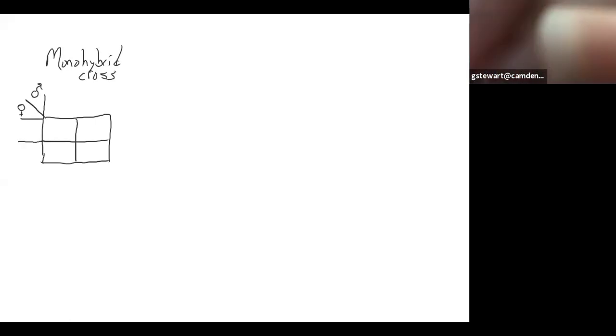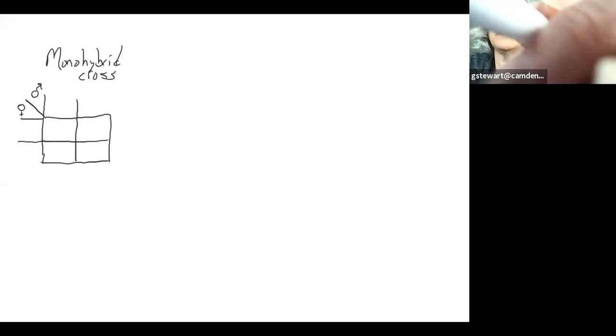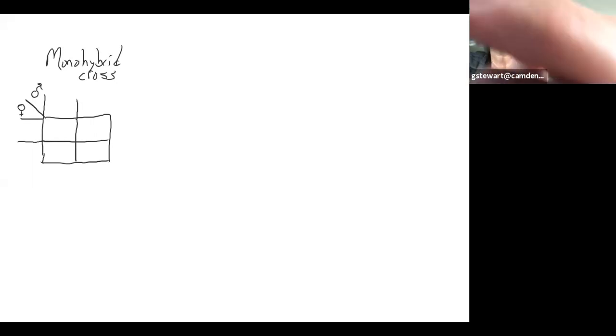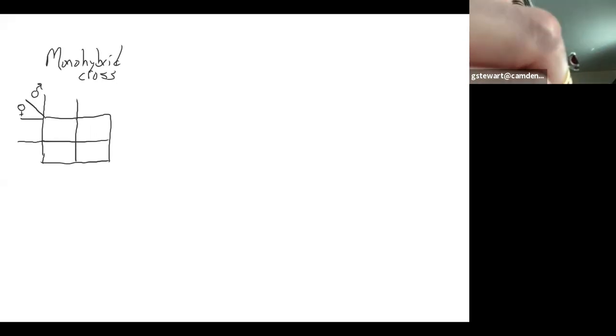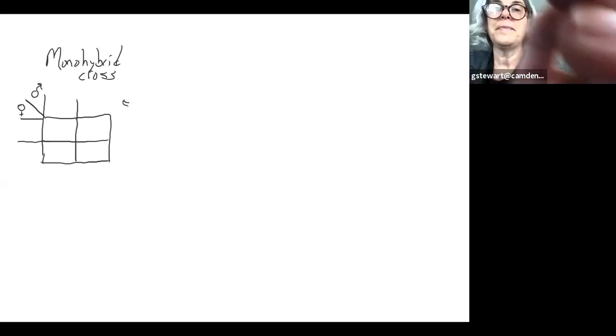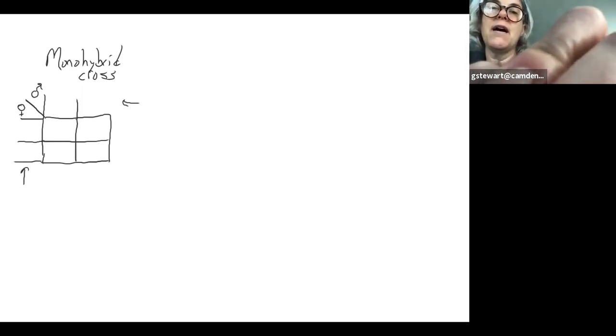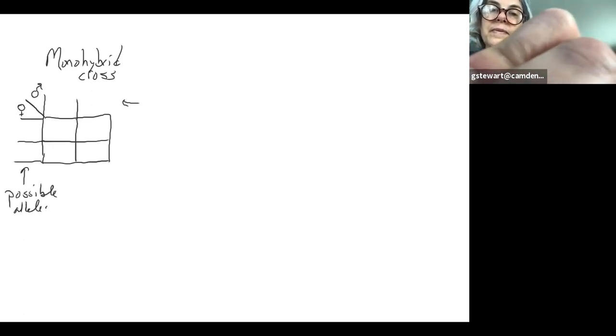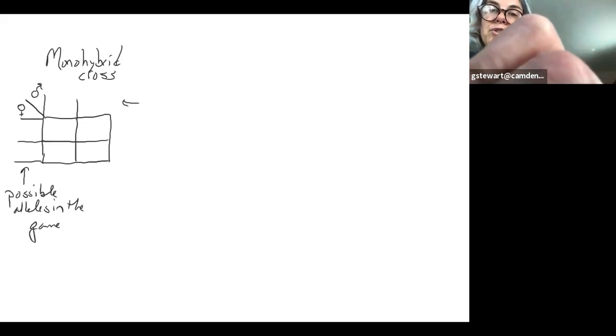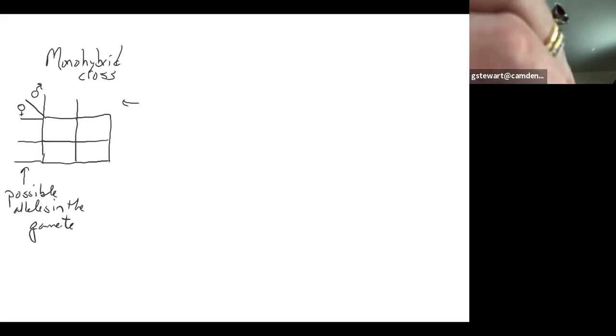And then these lines often are extended like that, because what we are going to place across the top and down the side in these extensions are possible alleles in the gamete. So we usually just shorten that to say the gametes.